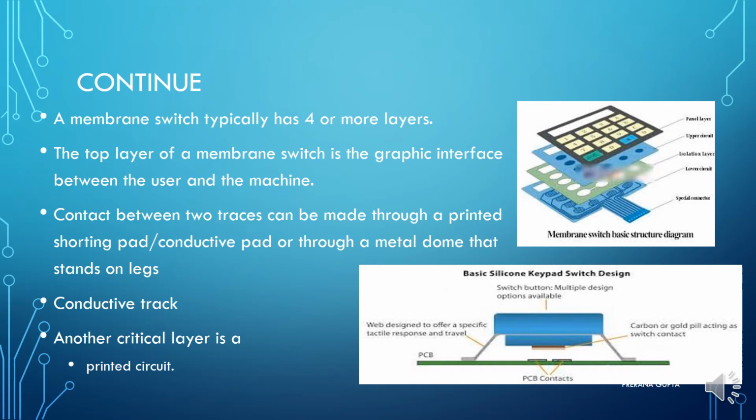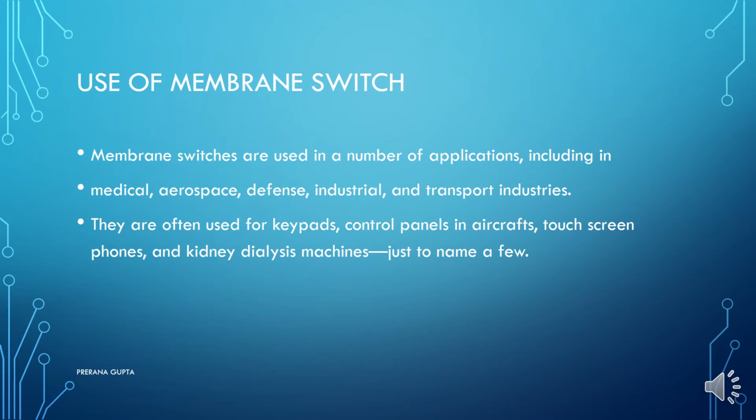What is the use of membrane switch? Membrane switches are used in a number of applications, including medical, aerospace, defense, industrial, and transport industries where control panels are available. Like a plant, or you can say chemical plant, there are a number of control panels, and these control panels are having these kind of membrane switches, and they are often used for keypads, control panels in aircrafts, touchscreen phones, and kidney dialysis machines. These are just to name a few.